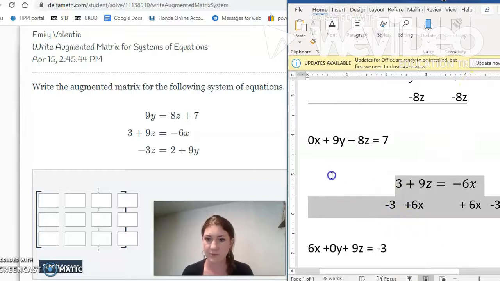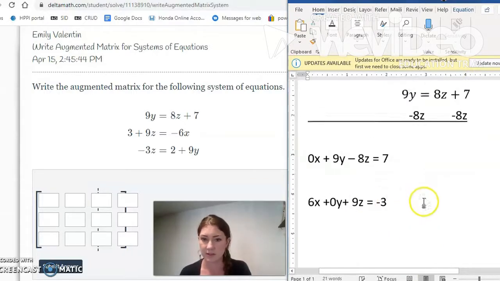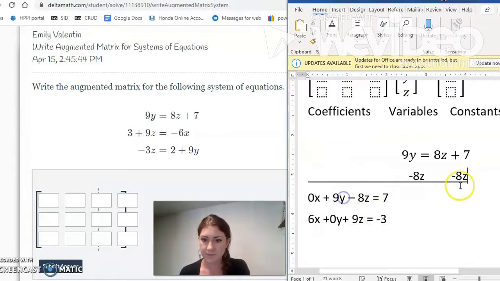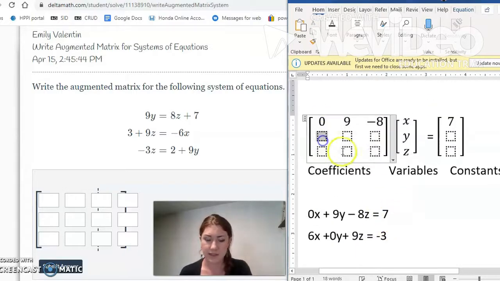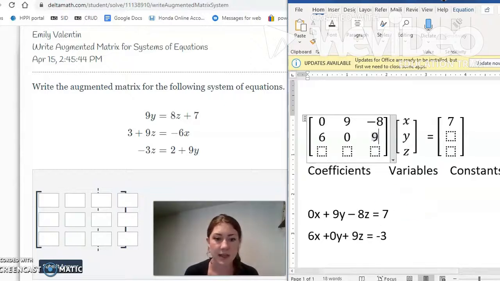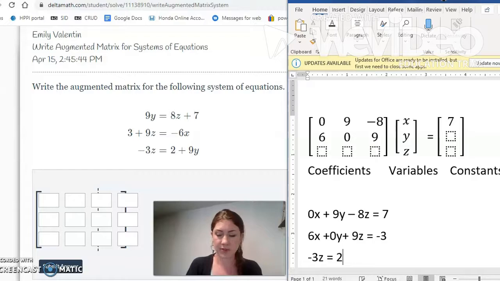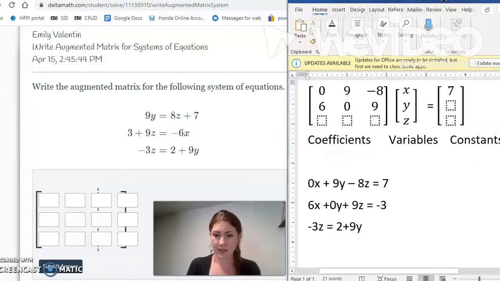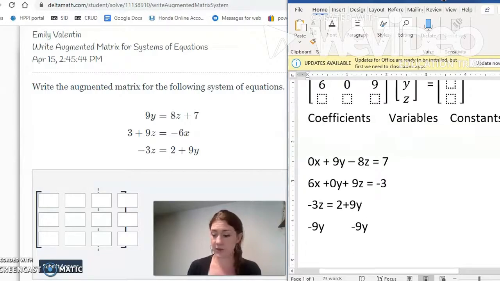So back up to my matrix. I'm going to clear that off. I got 6 x's, 0 y's, and 9 z's. Okay, that last equation, negative 3z equals 2 plus 9y. And I want to get my y's over to the left side, so I'm going to subtract 9y. I have no x's again, so I can go ahead and put the 0x. Now I have negative 9y minus 3z.